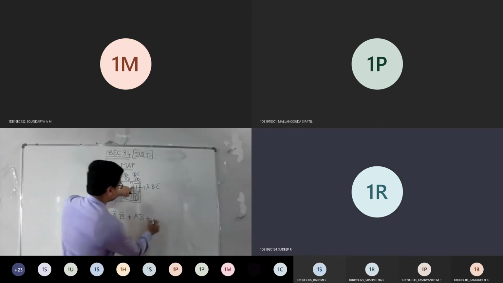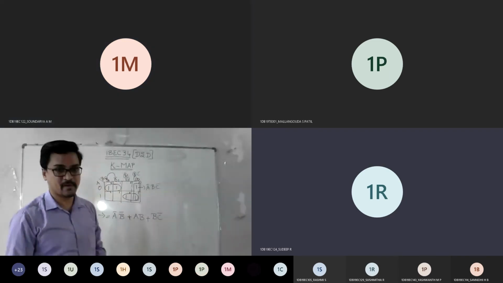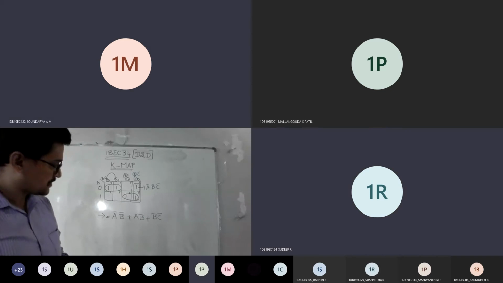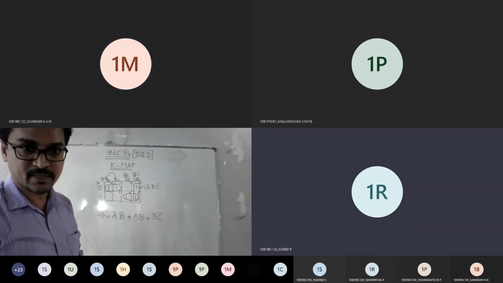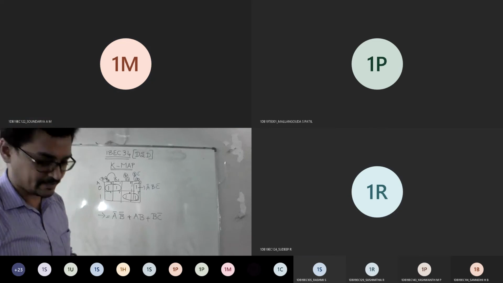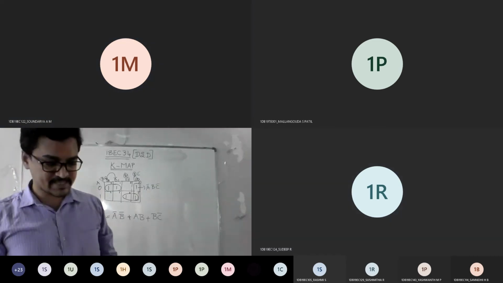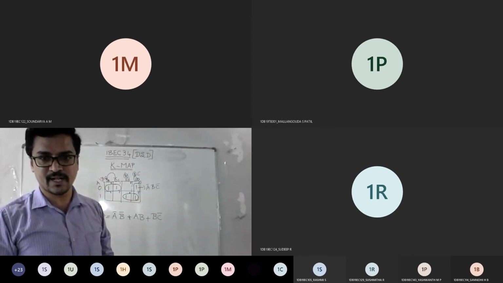So what is left out now? B bar, C bar. B, C bar. Does everyone understand? Yes, sir. Soundarya, is it fine now? Yes, sir. Okay, fine. So any doubts anyone with this? So we'll go with the next complexity level of this K-map. Before that, if anybody has a doubt with this, you can ask.